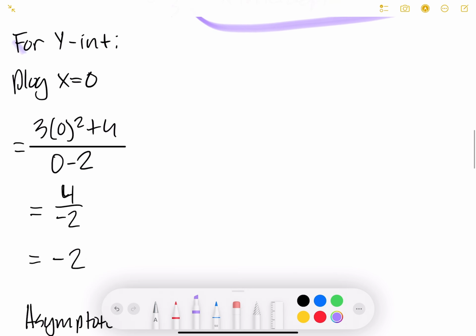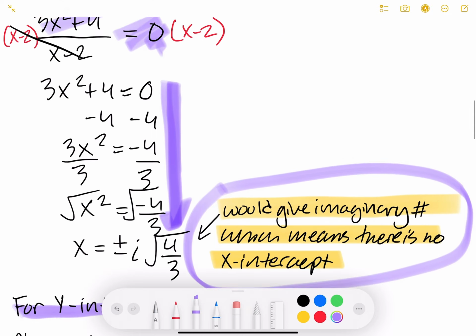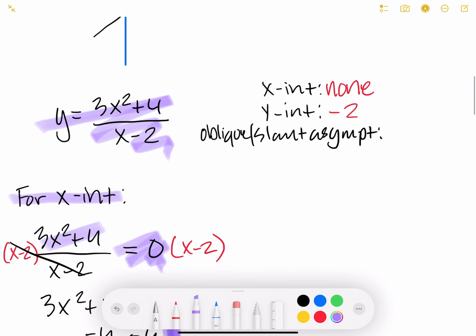So for the y-intercept, you plug 0 into x. I did that right here. This is my process, and this is the answer that I came out with, -2. So I just write that right here.